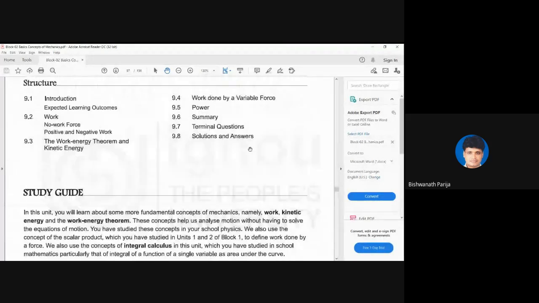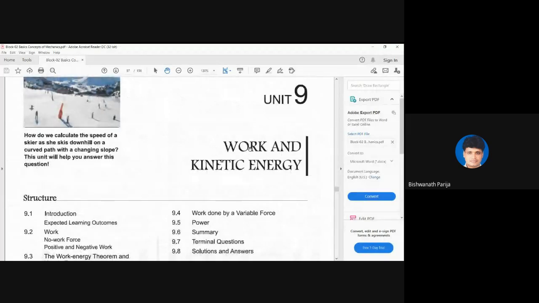Unit 9, work and kinetic energy. All of you listen. In plus 2, you know what work is. Who can say when work is possible? Sir, when some force is applied to an object and some displacement is done.